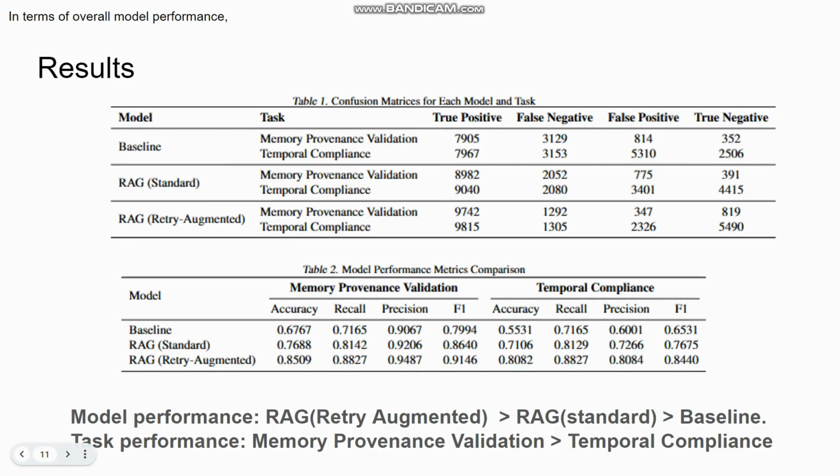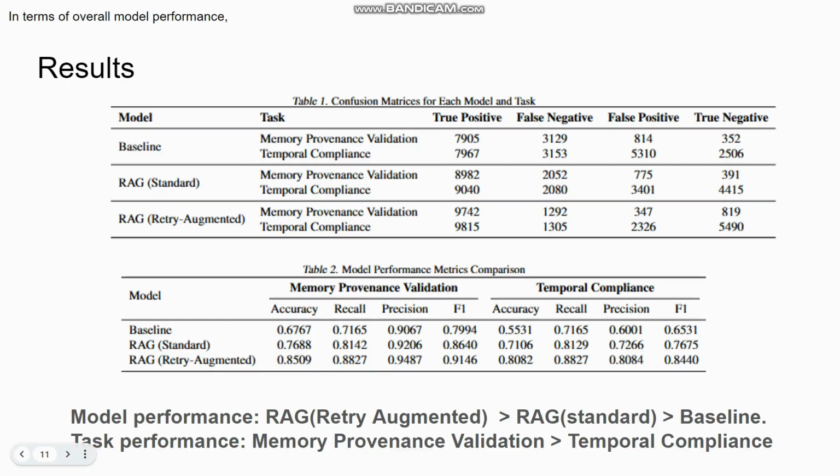Next, we show the results. We see from the table that in terms of overall model performance, RAG retrieve augmented performs better than standard RAG. Both of them are better than the baseline. This is intuitive. As for task performance, we saw that models perform better on the memory provenance validation task than on the temporal compliance task because the latter is more difficult.